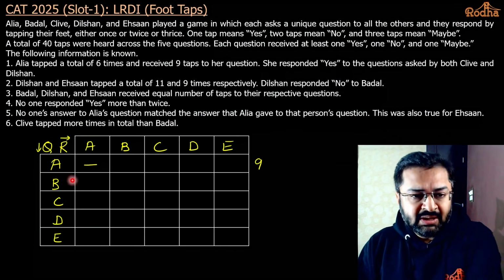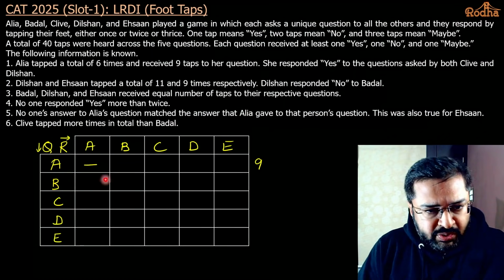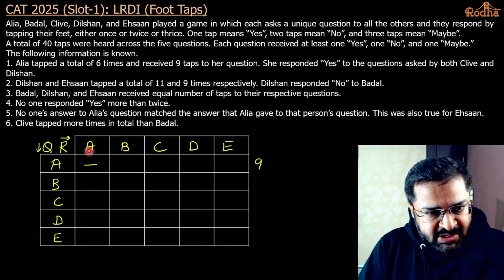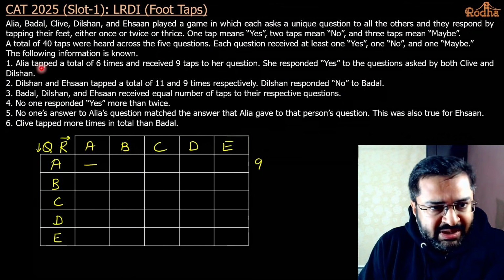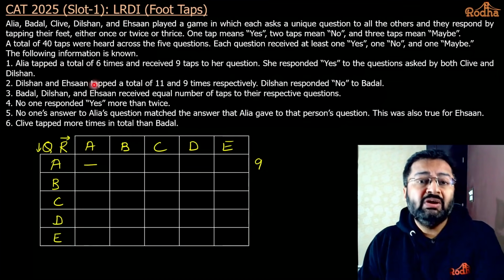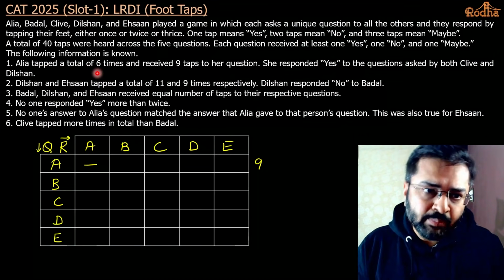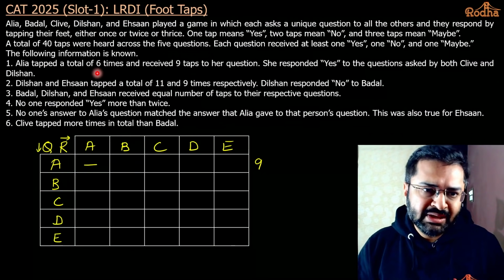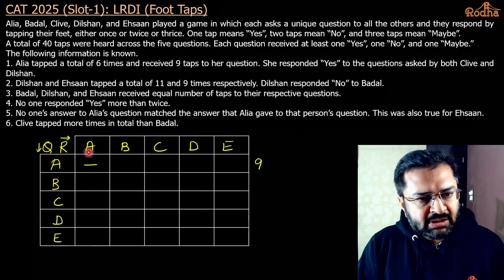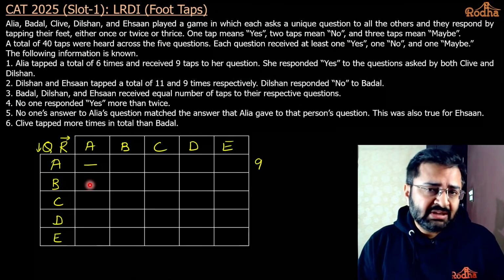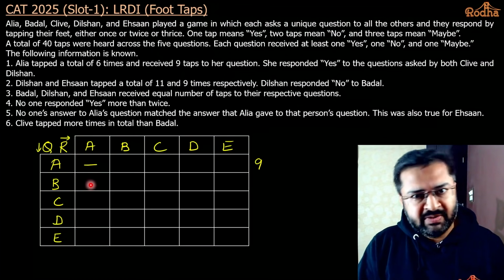What would this mean? This is the question row of B. This for C, this for D, this for E. And this is the response row. These are all the response, rather columns for A, B, C, D, E. Now, when it says Alia tapped a total of 6 times, when would Alia tap? Alia would tap only when Alia is responding to somebody else's question. So what would this cell have? When B asks a question, Alia would respond. And so if it's a yes, then we'll write a 1 here. If it's a no, then 2.